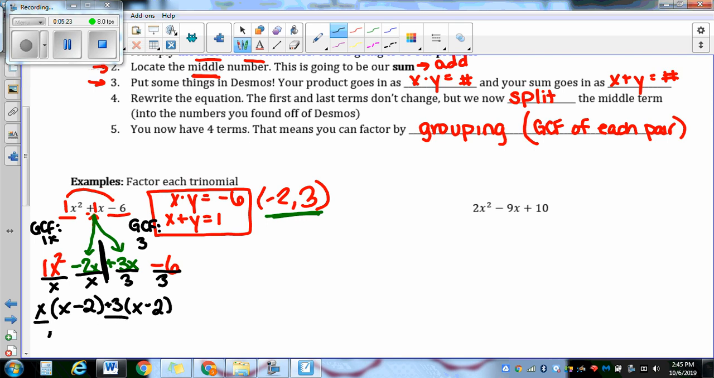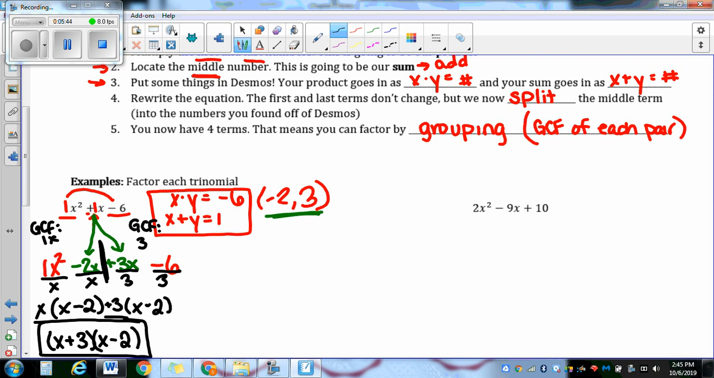These guys go into one parenthesis. There are my GCFs. And these guys that match go into 1. And that's it. There's my answer. It feels very long, but it's not that much more. It's really only one extra step off of grouping, and that's only one extra step off of GCFs.